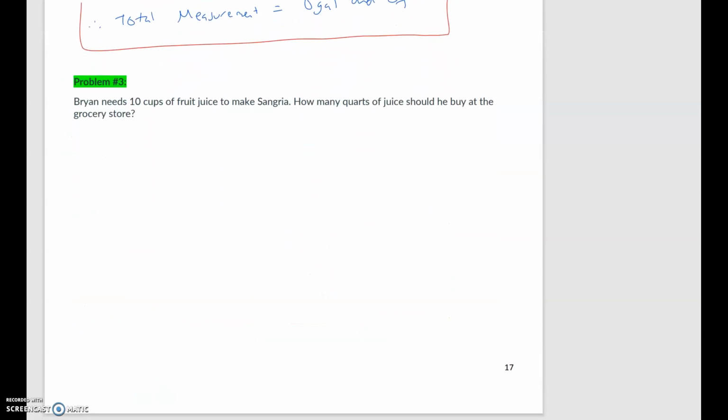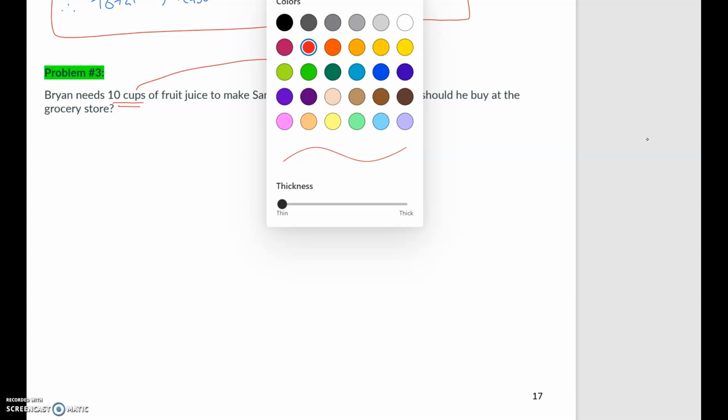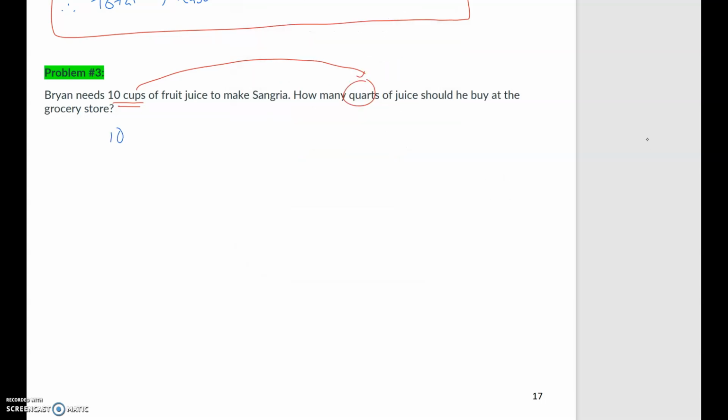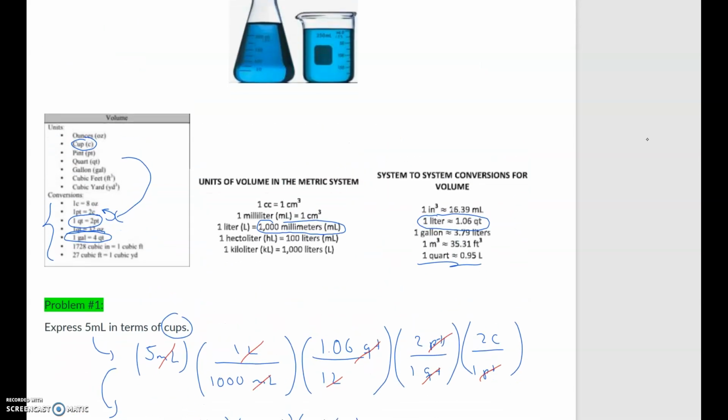Okay, let's take a look at example 3. In example 3, they're looking for a measurement from cups, and they want us to look at the conversion to quarts. In this case, we have 10 cups, and we're going to be using pints. So let me erase this. 2 cups, we're going to go to pints. And then from pints to quarts.